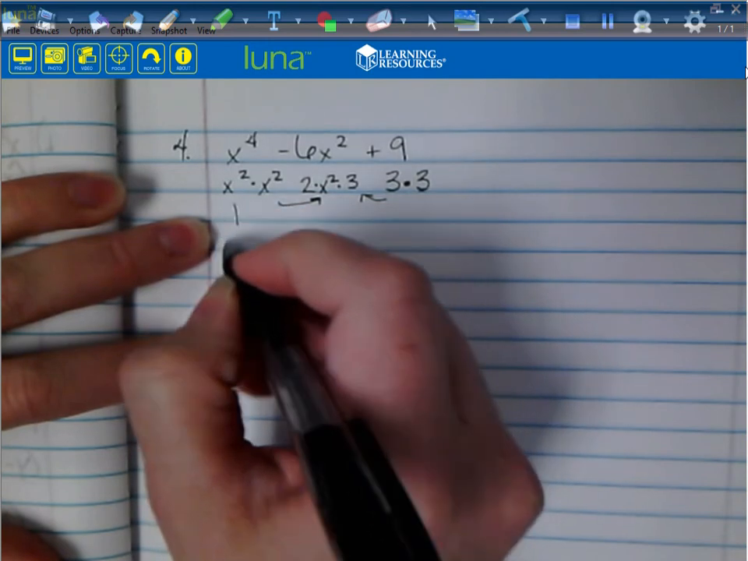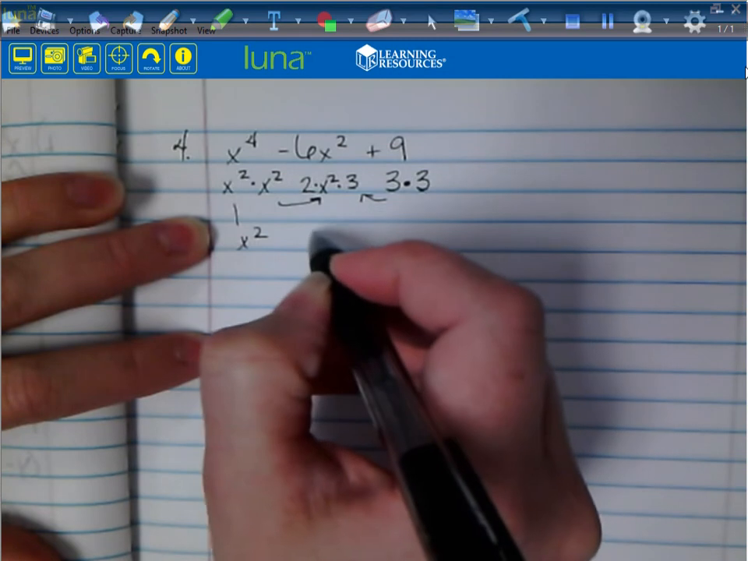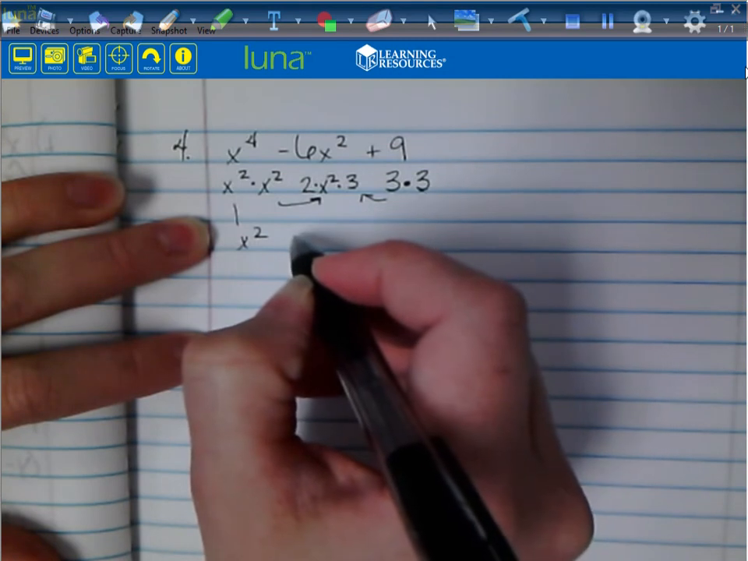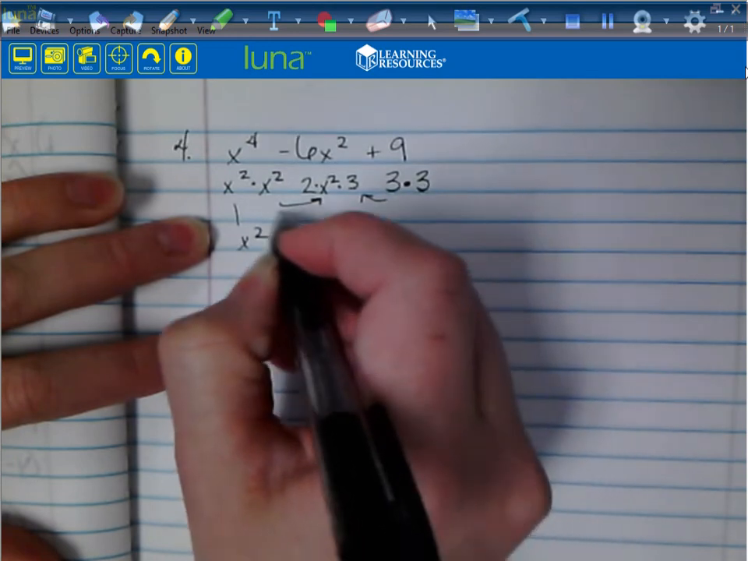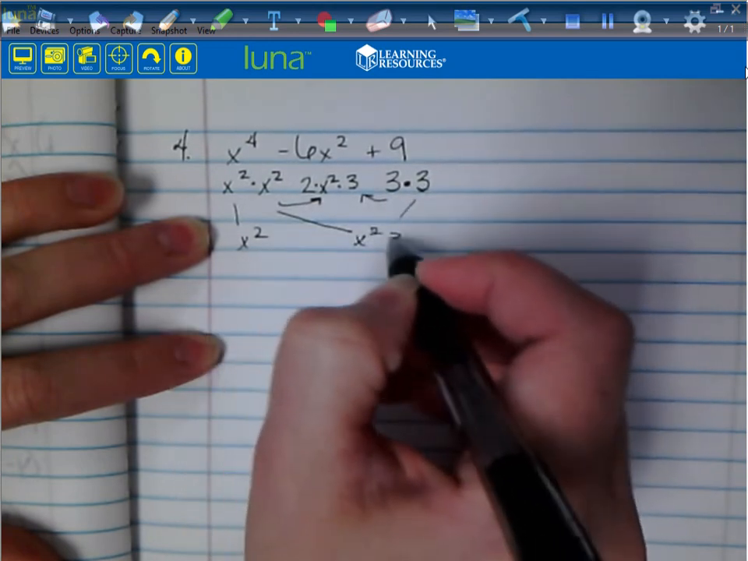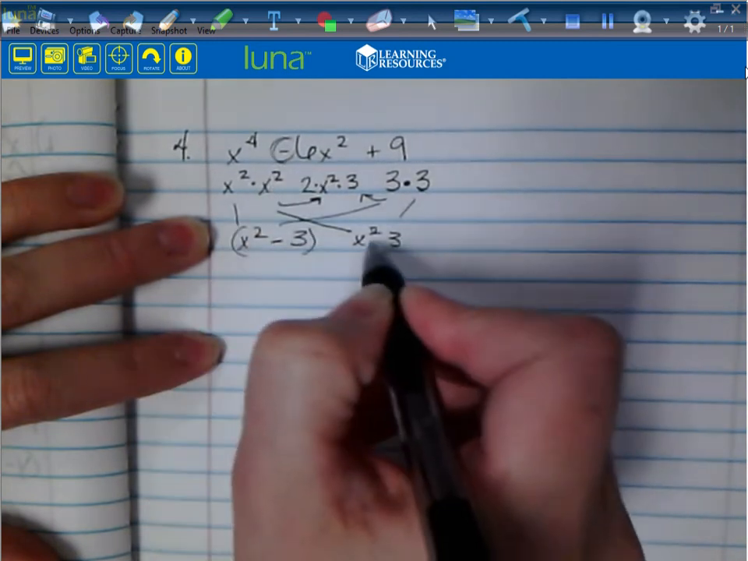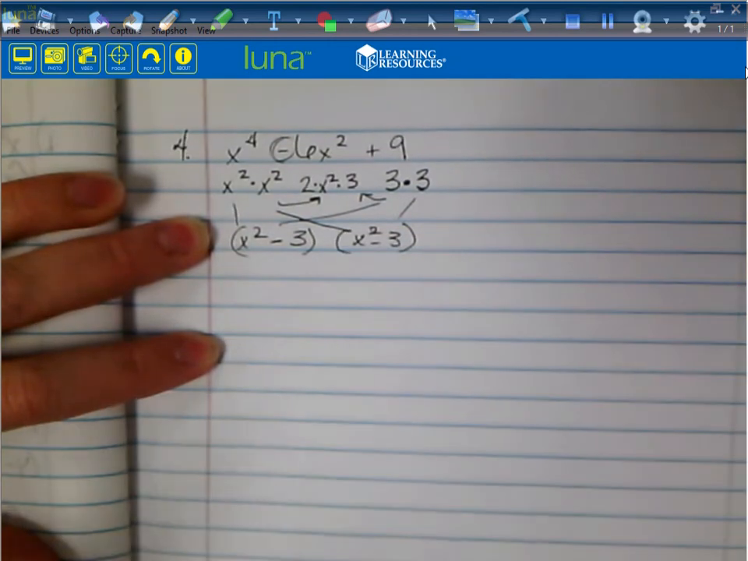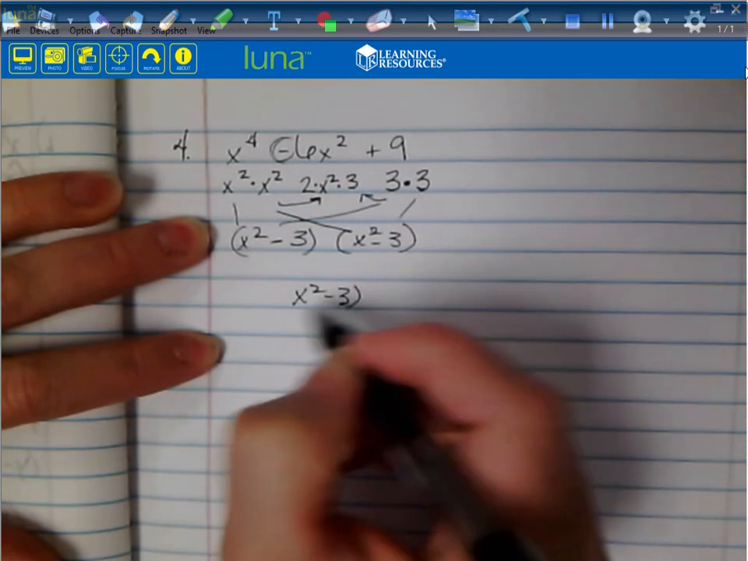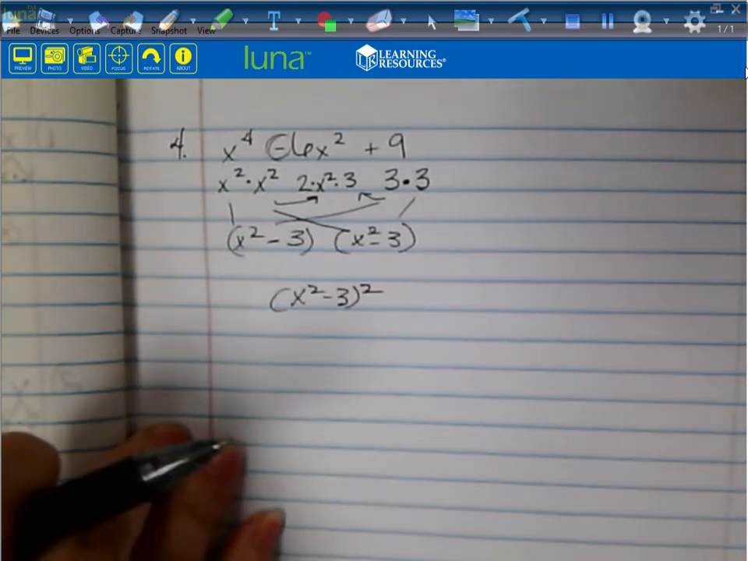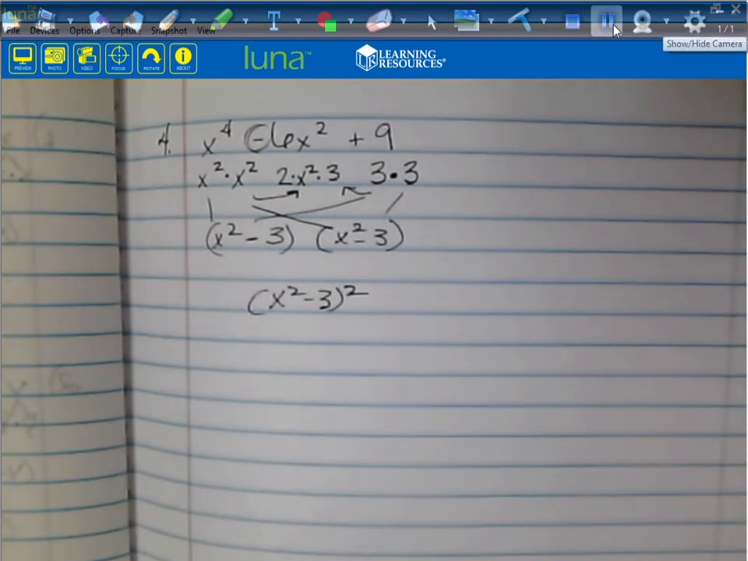I'm going to bring down this term here, my x squared, my 3, and my 3. And because this sign right here is a minus, I'm going to put a minus there and a minus there. I could also write this as x squared minus 3 squared. And again, that's how you're going to see it on the EOC. Make sure that you have all of that down before you move on.